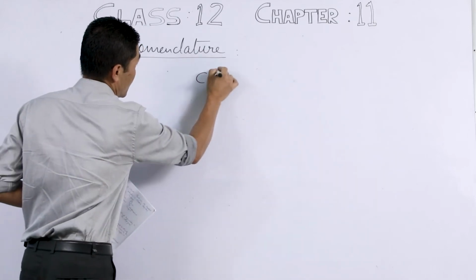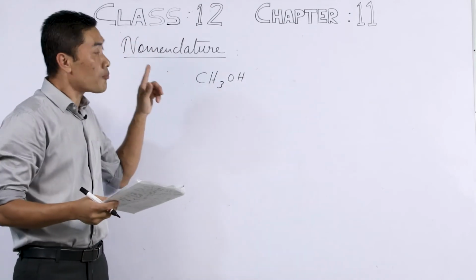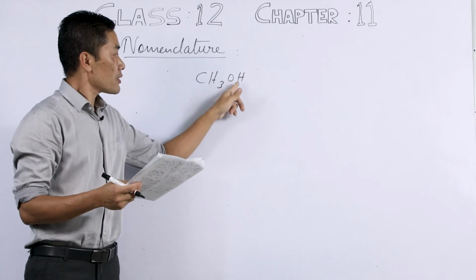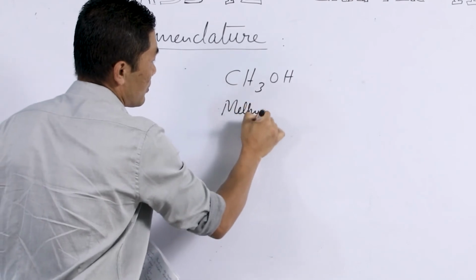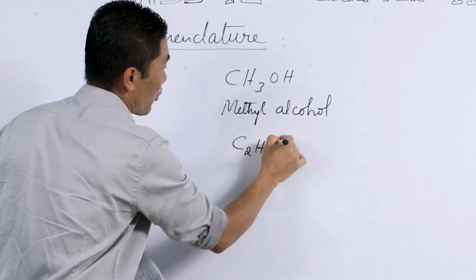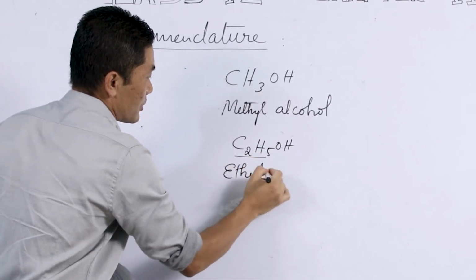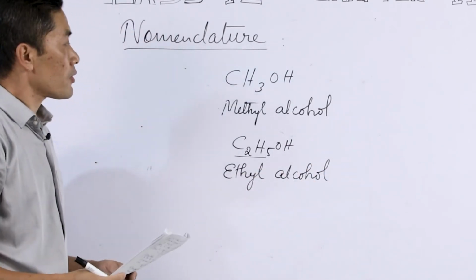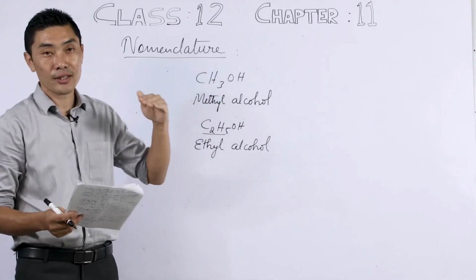So, if we have CH3OH, in the common name or its trivial name, the alkyl is first named and then it is followed by the word alcohol. So this will be named as methyl alcohol. Similarly, if we have C2H5OH, we have the ethyl group here, so ethyl alcohol will be the name of this compound. So in the common system, first we give the name of the alkyl group, then that is followed by the word alcohol.